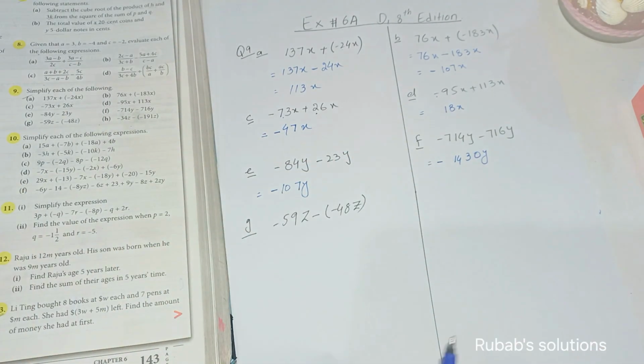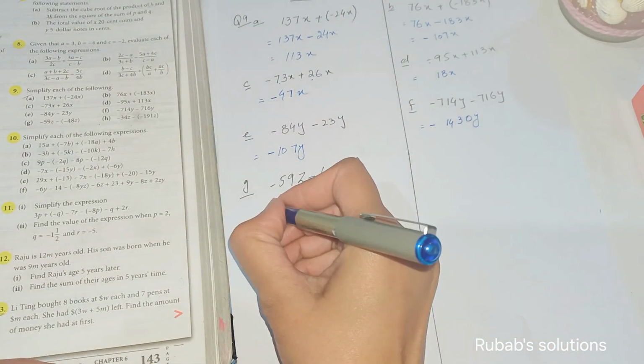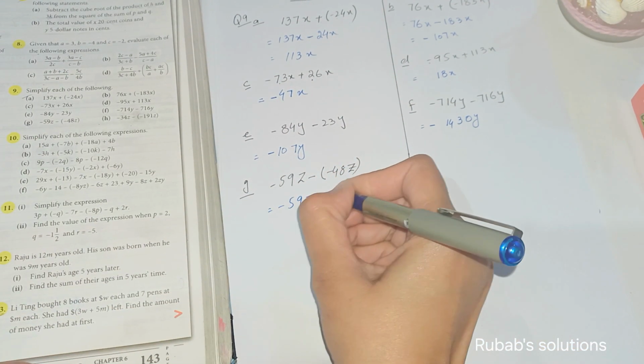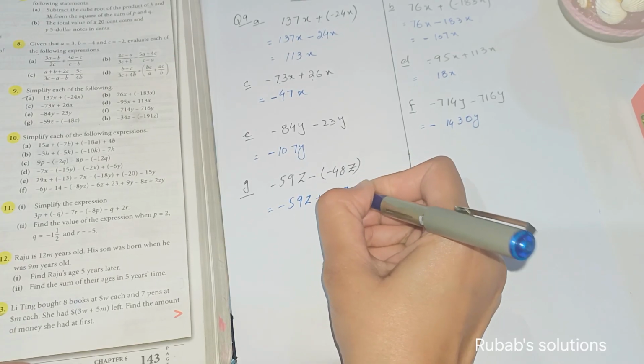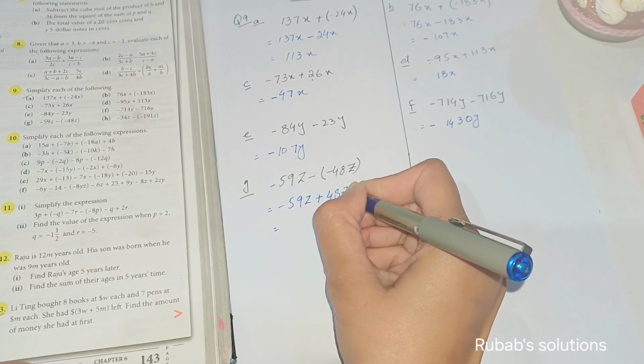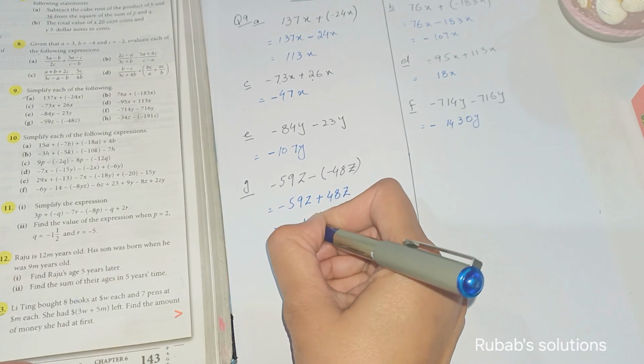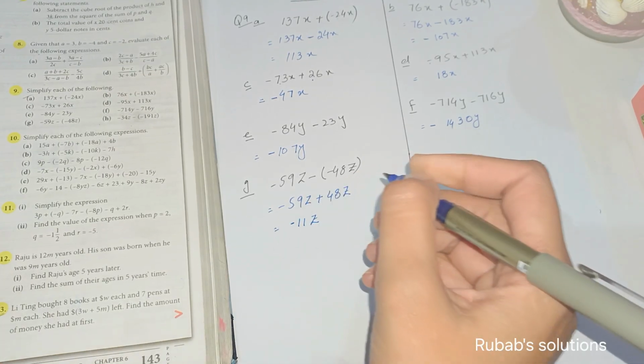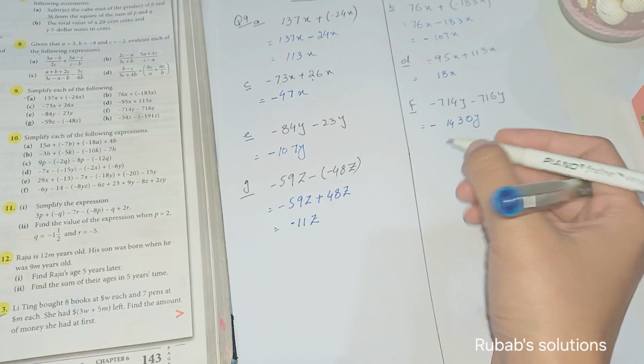Part G is minus 59z minus and minus 48z. So from here again we have to open the bracket. Minus 59z minus minus plus 48z. We have to do the subtraction. Minus 11z because 59 is a bigger number and with that there is a minus sign.